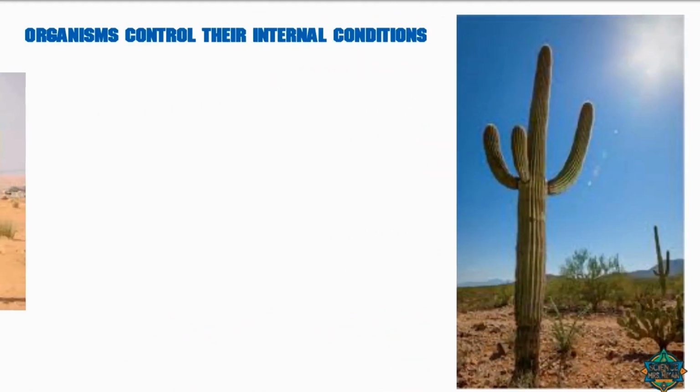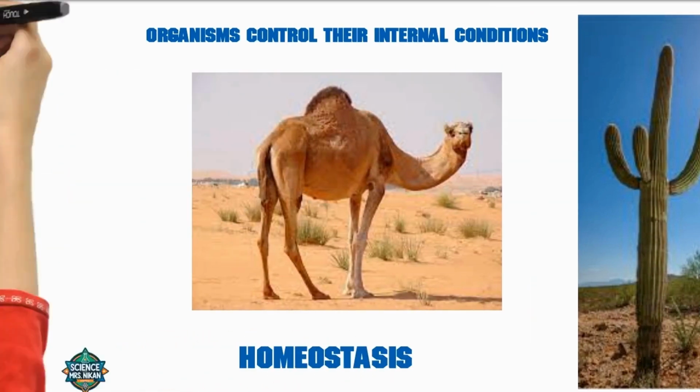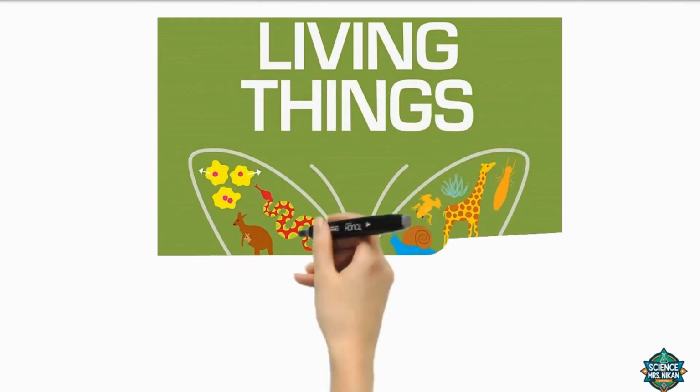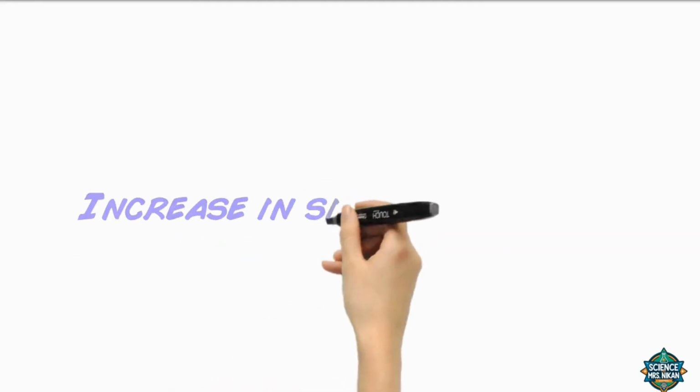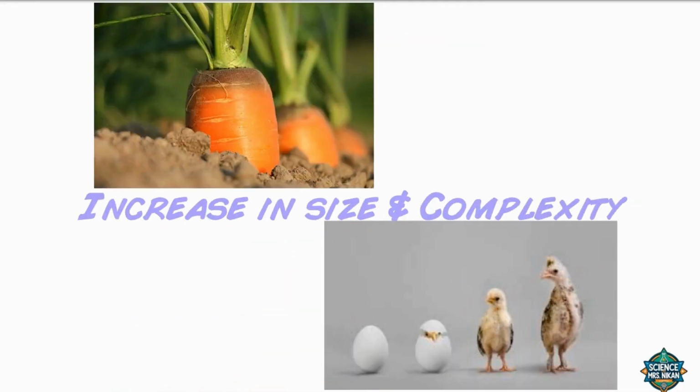Organisms control their internal conditions and maintain a steady state inside the body, which is called homeostasis. Living things grow and develop. They increase in size and complexity using materials from their food.